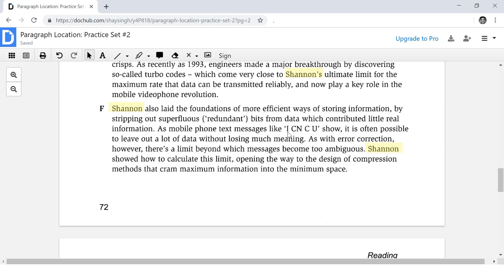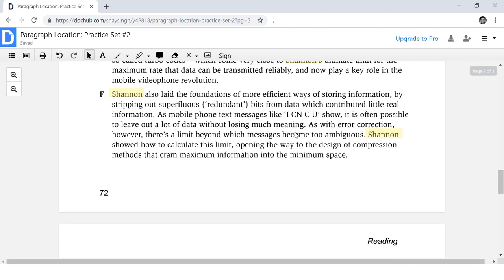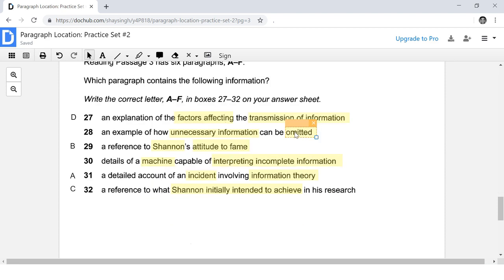Okay, so it's talking about how we can still understand this message. I mean, it's not spelled out like "I can see you," but still we can figure out what the message is by looking at these letters. So it's saying that we can basically get rid of unnecessary information. We don't really need every bit of information. So it's talking about an example of how unnecessary information can be omitted. It can be removed. We don't need it. So F is going to be the correct answer for question number 28. And since we only have one paragraph left now, that has to be E for question number 30.